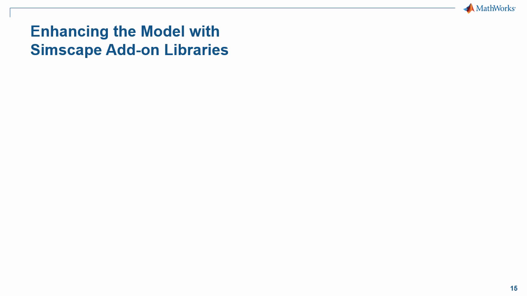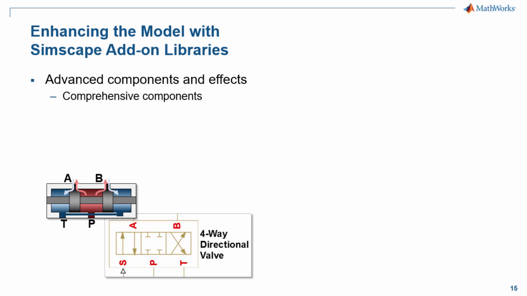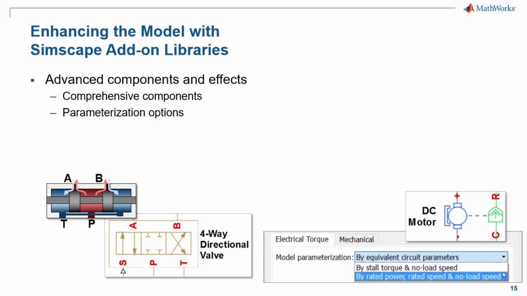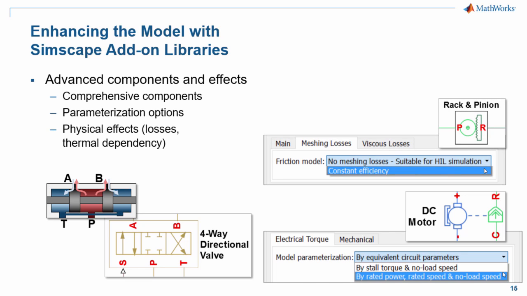We can enhance the model further using Simscape add-on libraries. The Simscape add-on libraries include advanced components and effects. The blocks are more comprehensive. A single block can represent an entire four-way directional valve. The blocks also include additional parameterization options. This makes it easier for you to assign accurate parameter values based on datasheets or other sources of information you may have. The blocks also include additional physical effects.